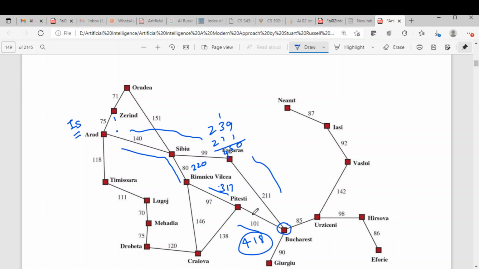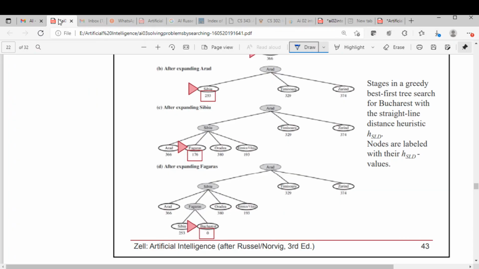So this path is actually a much better path than the other path. This is actually the optimal path, but the other is not the optimal path. So the greedy best first search is not giving the optimal solution, but it does give a solution. That's it. Okay. So there is an improved version of greedy best first search.